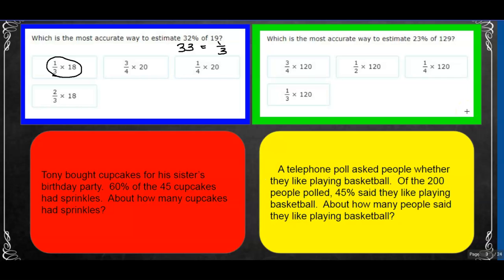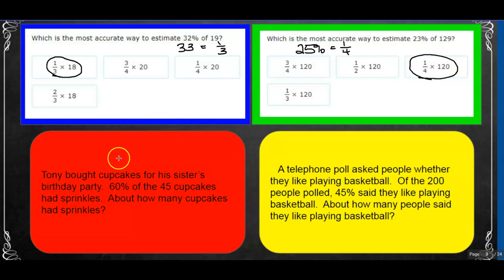Let's look at the one with the green background. What is the most accurate way to estimate 23% of 129? So 23% is close to that benchmark percent of 25%, which is 1/4. And this is the one that gives us 1/4 as a choice, so I would just go with that one. 129 is close to 120. They go down to 120 because it's easy to calculate 1/4 of 120 in your head.